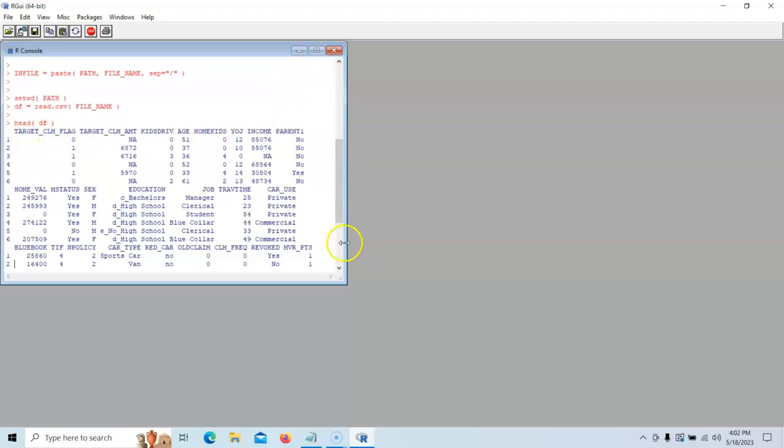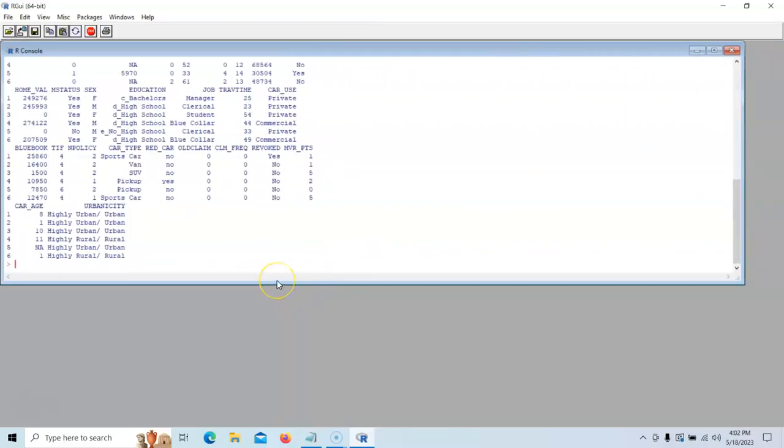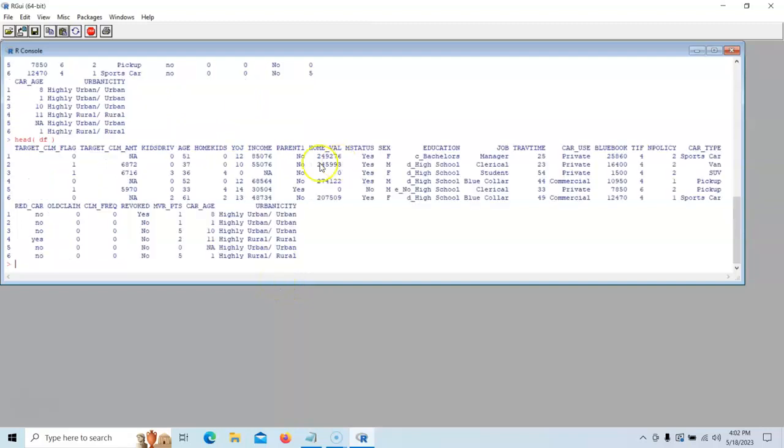Let's expand this a little bit and try that again. Okay, so you can see here that we have whether or not they crashed their car, how much it costs, but we have some categorical data that we can use to segment. We can say, well, maybe we're going to segment our customers based upon whether or not they're single parents. Maybe we can segment them based upon the fact that they're married or single, or that they're females or males, or maybe their education, something like that.